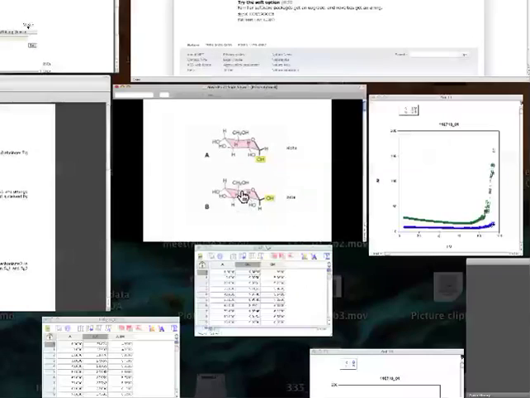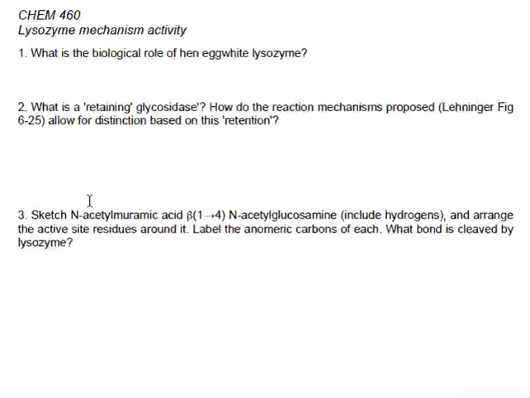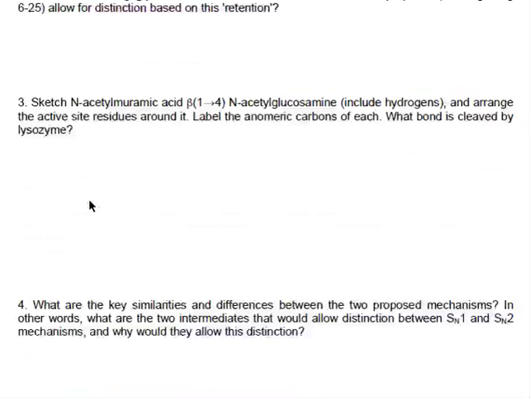Here's some carbohydrates. I think that's relevant to our next question. I'm not going to sketch N-acetyl-muramic acid, beta 1 to 4 N-acetyl-glucosamine, including all the hydrogens, and I'm not going to arrange the active sites around it. You can look at that in your textbook. It's a good exercise for you to go through that. What I want to get at with this question are the important aspects of the carbohydrate structure that help us understand what's happening in the enzyme.